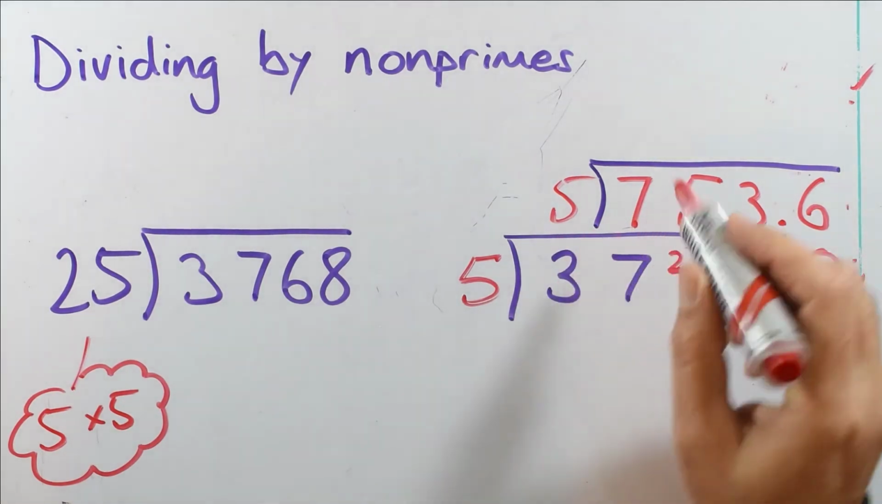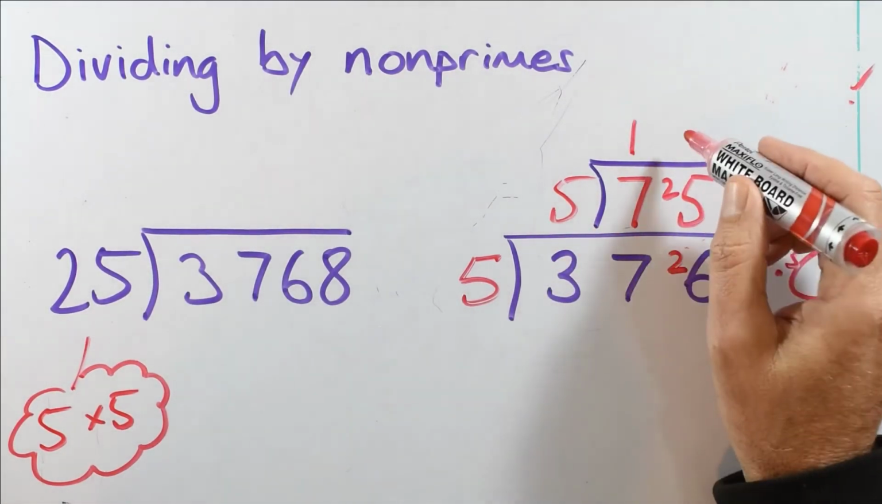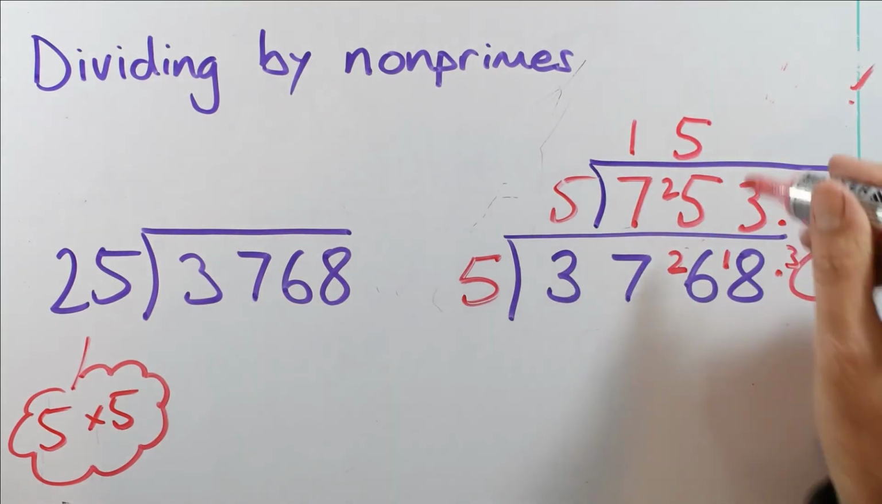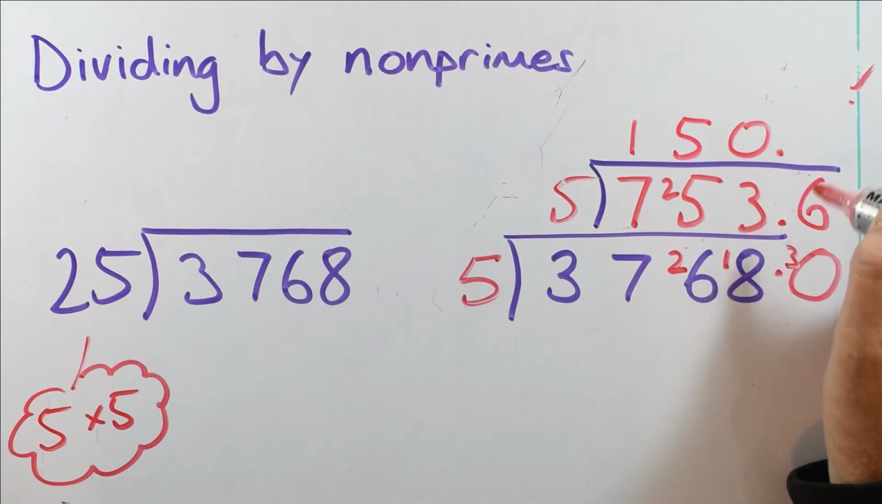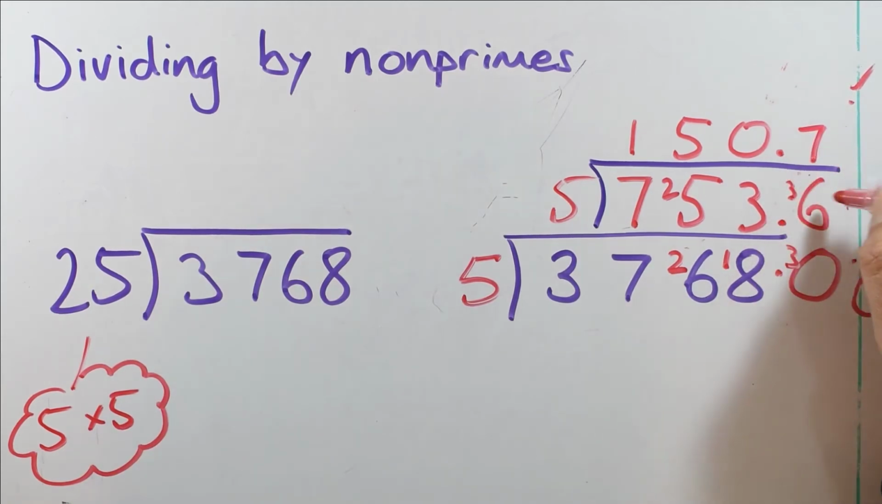Now, 5 fits into 7 once with 2 left over. 5 fits neatly into 25 5 times. 5 does not fit into 3. Make sure I get my decimal there. Put that across there. 5 fits into 36 7 times with 1 left over. And then 5 fits into 10 hundredths 2 times.